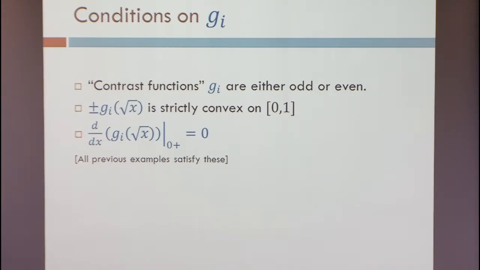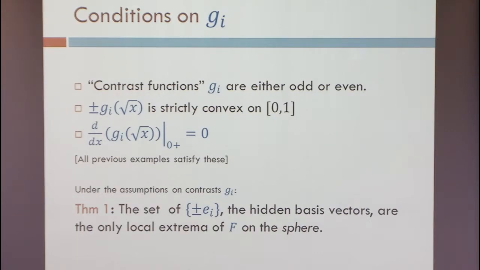Okay, well, so suppose I have this. Then I can prove the following theorem. Under these assumptions on the constant functions g_i, the set of e_i, plus or minus, so there is some sort of indeterminacy up to sign.